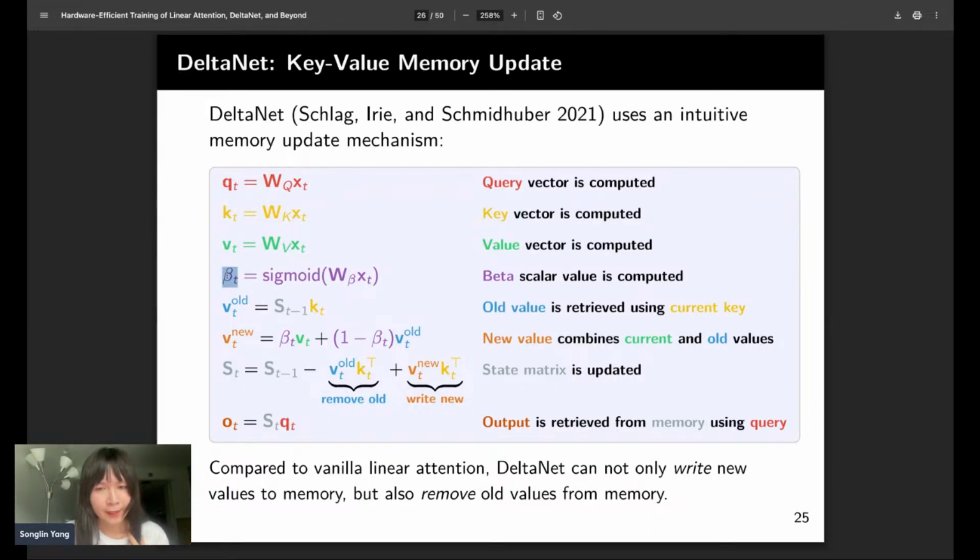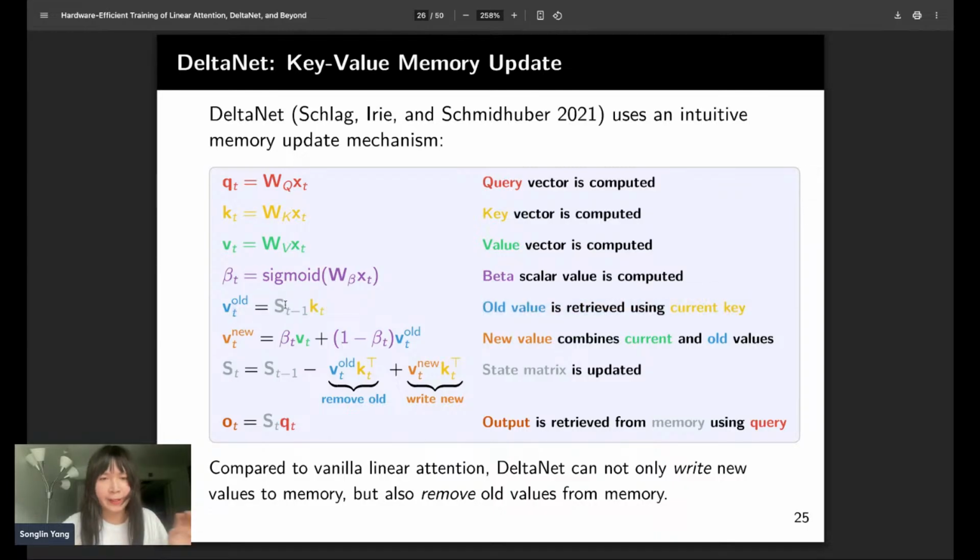And this beta t could be imagined as the writing strength of the current input. DeltaNet has a memory management mechanism that computes the final input as the weighted sum of the new input and the old value. This old value is computed in this way.